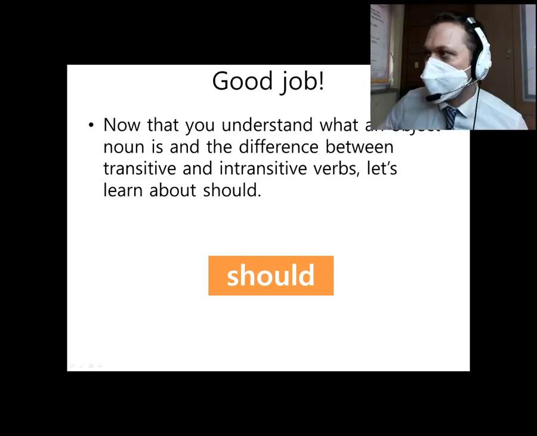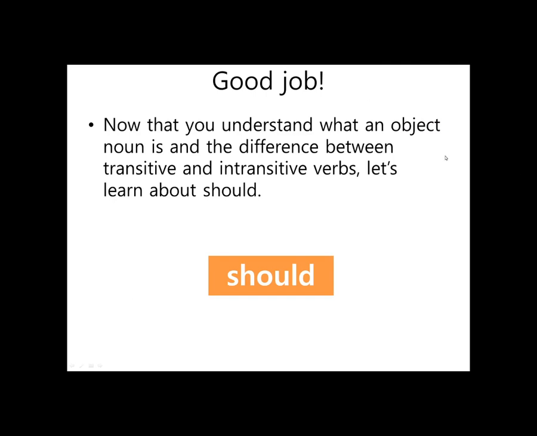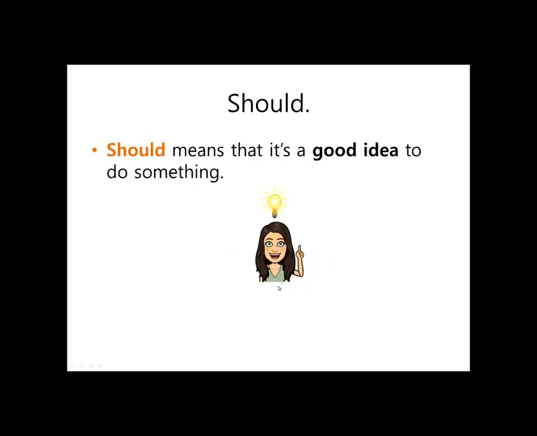Otherwise, let's continue. Now that you understand what an object noun is and the difference between transitive and intransitive verbs, let's learn about should. Should. This is our target word, and this is from lesson 6 in your textbook. Should means that it's a good idea to do something.